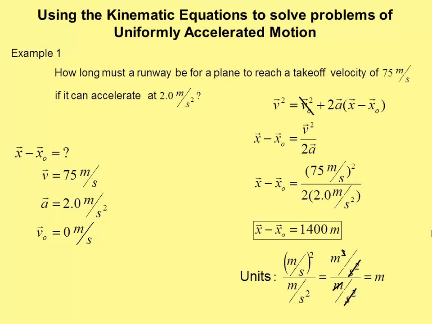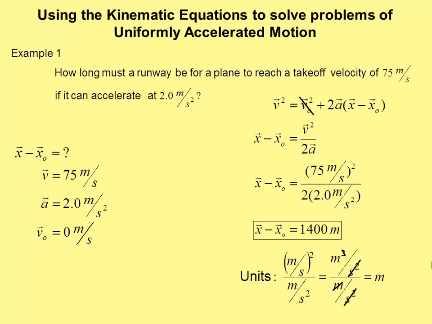Now, technically, of course, in a real runway, they'd want to build in some safety factor. But if the runway is at least 1,400 meters long, in order to get to 75 meters per second from rest, accelerating at 2.0 meters per second squared, if your runway is at least 1,400 meters, you will make it and you will be able to take off the runway.